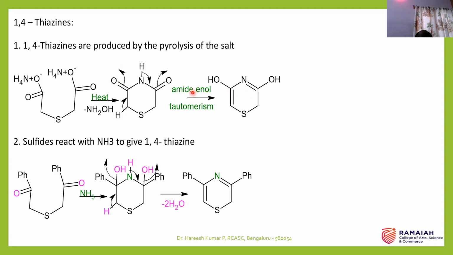Okay, and transforming of this form to this form is called amide-enol tautomerism, and the obtained compound is called 1,4 thiazine. So it is also possible to prepare or synthesize 1,4 thiazine, starting with a compound like this. So what will happen here?